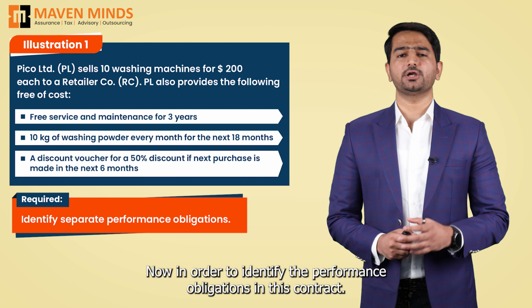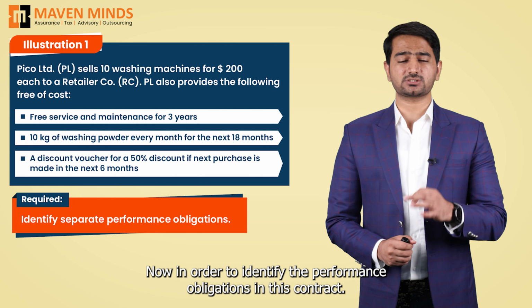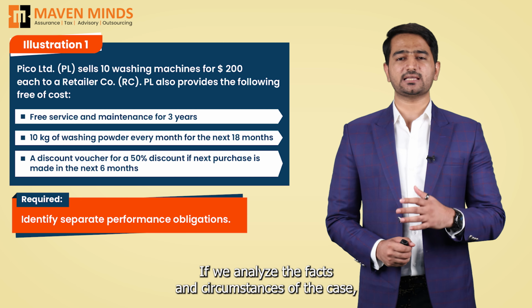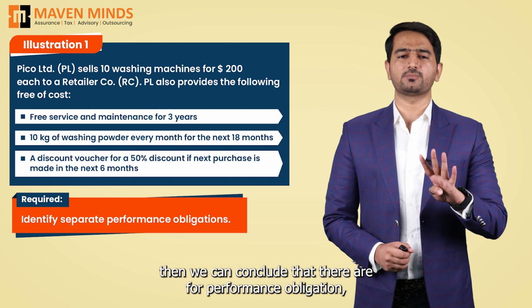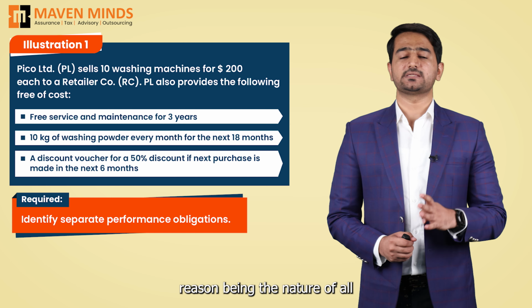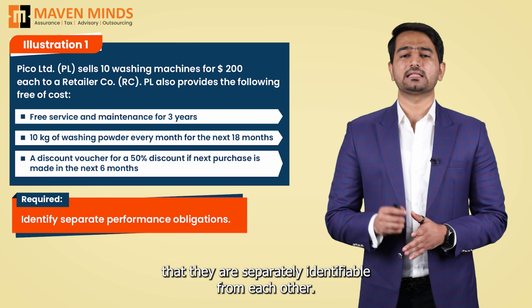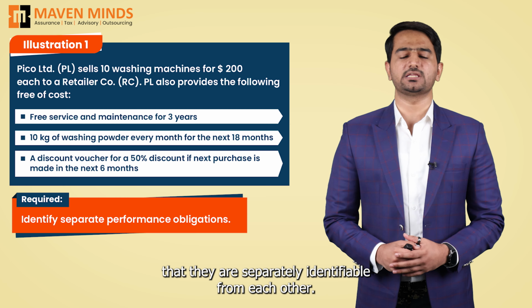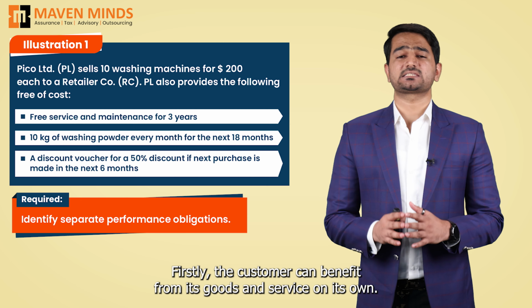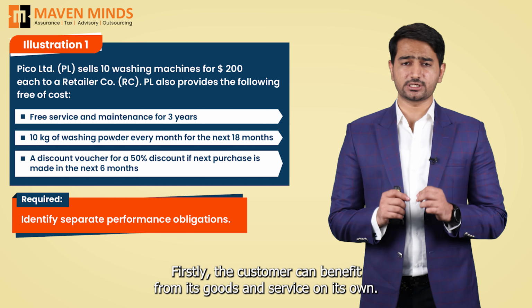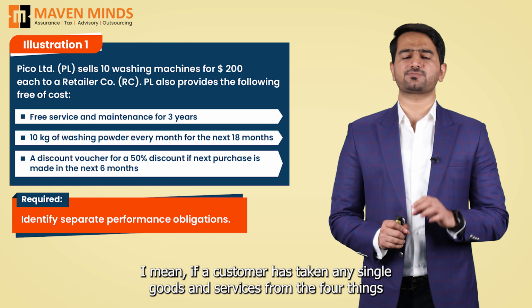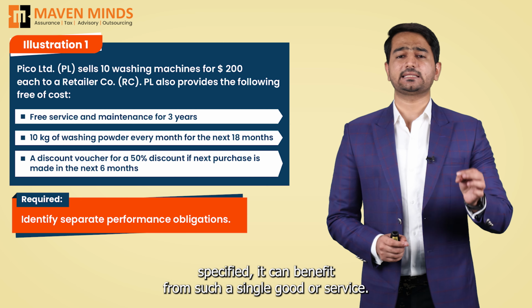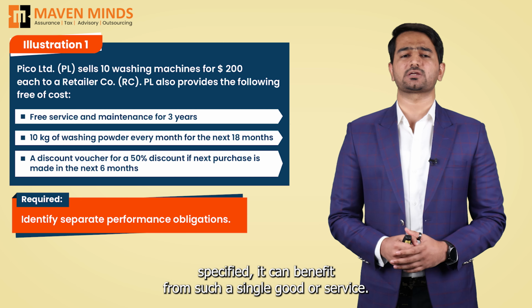Now, in order to identify the performance obligations in this contract, if we analyze the facts and circumstances of the case, then we can conclude that there are 4 performance obligations. The reason being, the nature of all 4 goods and services in this contract is such that they are separately identifiable from each other. Firstly, the customer can benefit from each good and service on its own. I mean, if a customer has taken any single good or service from the 4 things specified, it can benefit from such a single good or service.